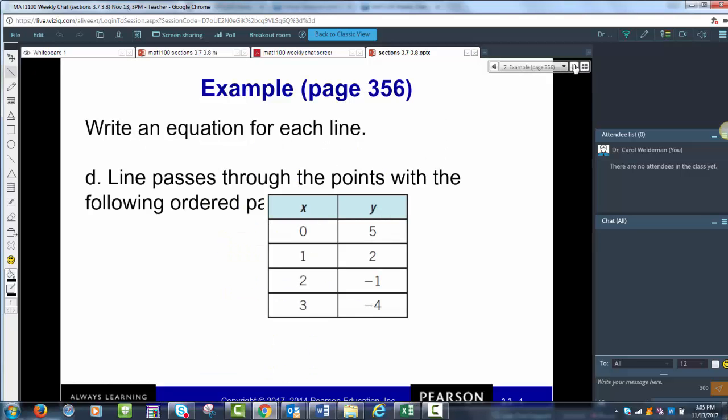Okay, write an equation for the line, and now we've got ordered pairs of numbers, and we want to write the equation. So what do we do on this one? We're going to take a look at what's happening in the table here. So if I go here, the x is going up by 1, and the y is going down by 3, so we know that the slope is -3, and then here's my y-intercept right here, (0, 5), so I can go ahead and write the equation of that line.